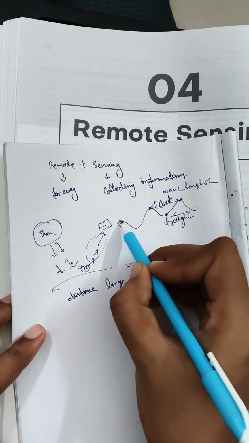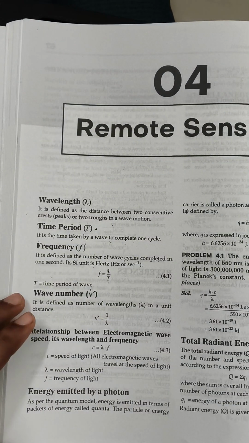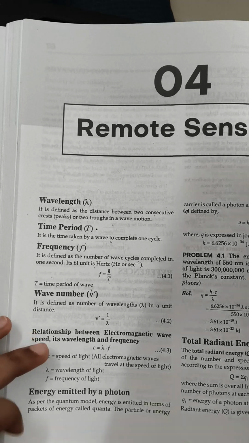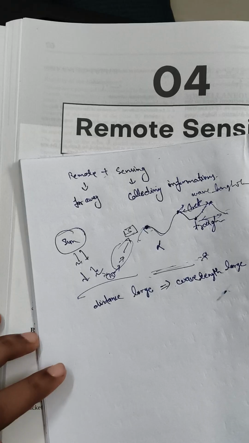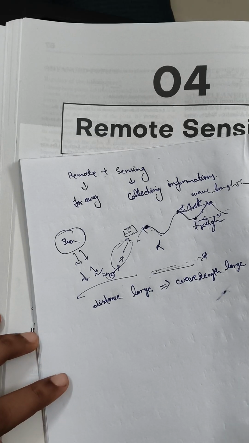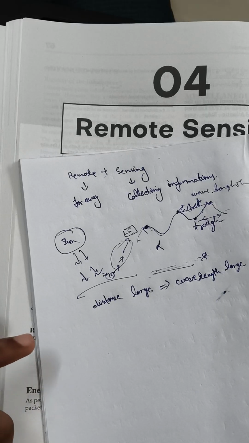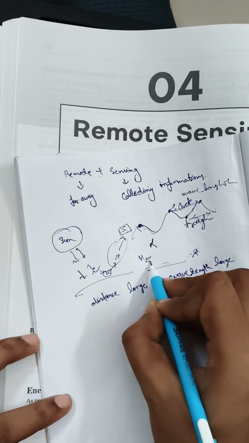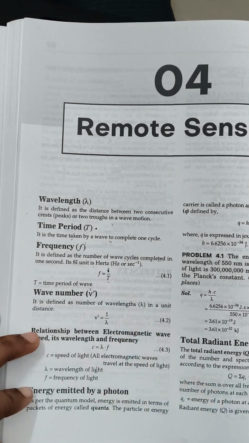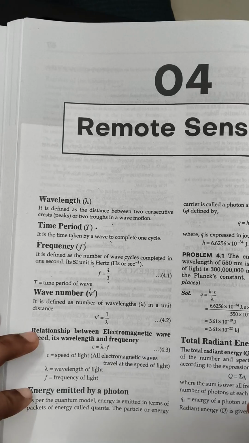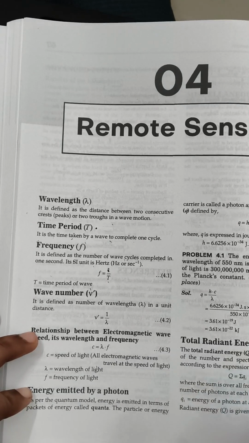For example, you have this point, so how many waves come to this point in 1 second? Suppose only one wave passes every second. If only one wave passes every second, that means your frequency is 1 hertz. Suppose 5 waves pass every second, so your frequency is 5 hertz. How do you write hertz? Hz. So higher frequency means more waves every second, and lower frequency means fewer waves every second.